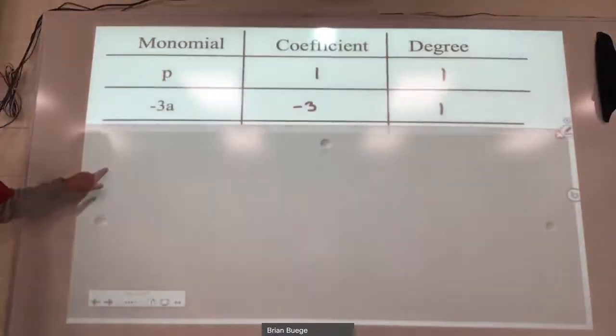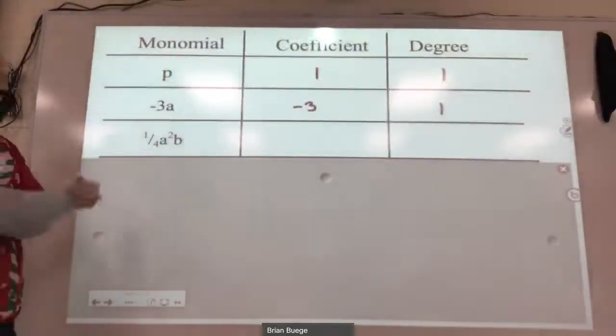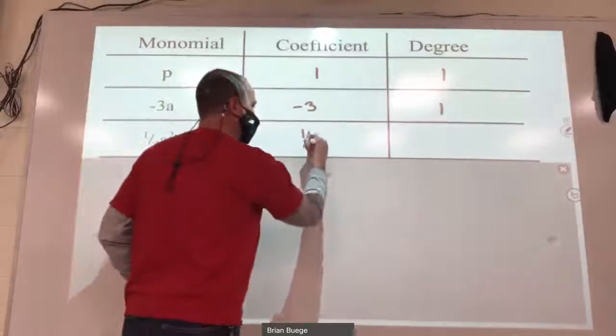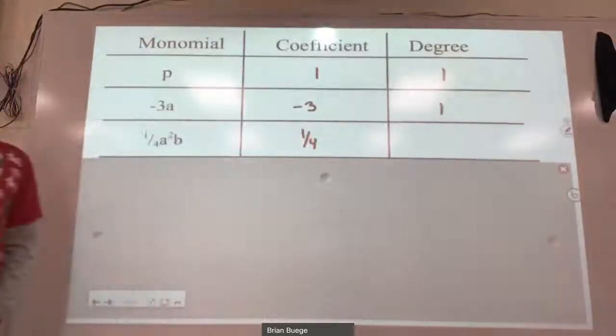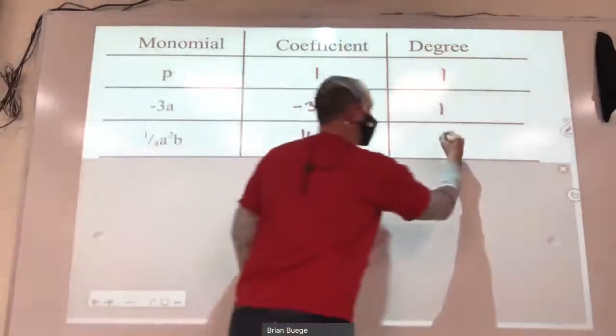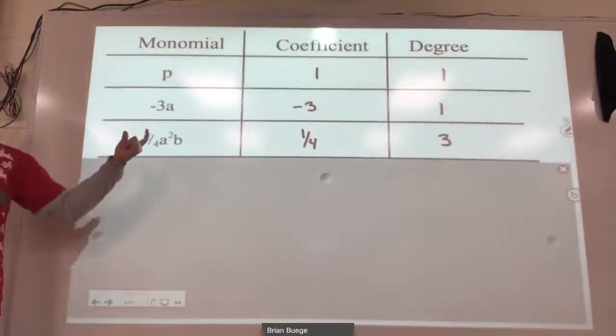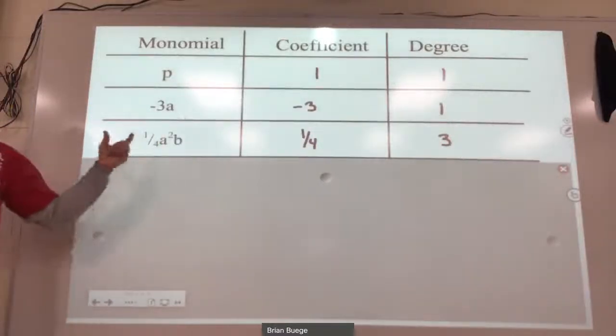Okay. This one gets a little bit trickier, but what's the coefficient on this one? That's the fourth. It's sitting out front. Okay. And I say this one's a little bit trickier because we got multiple variables, but what's the total degree of all the variables? 3. I have 2 a's and 1 b for a total of 3. So this is a third degree monomial. Okay, notice again, I keep saying monomial because we're not adding or subtracting anything to this.